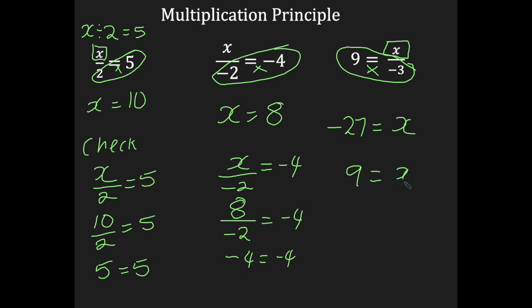9 equals x over negative 3. We figured out that x is negative 27 over negative 3. And if you divide here on the right hand side, 2 negatives gives you a positive. So 3 goes into 27 9 times. The left equals the right. So your answer is correct. So with the multiplication principle, whenever you have a division, and you have to solve for x, you're going to multiply and just multiply diagonally, and you're finished.